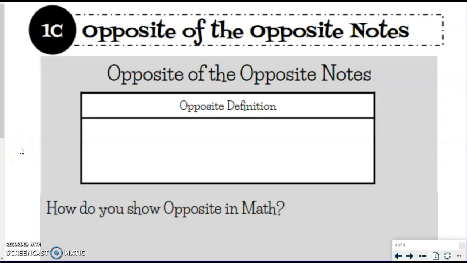Okay, we're going to continue talking about this whole opposite idea, but we're going to throw you for a loop here. We have something called the opposite of the opposite. Say, what? That is crazy. So let's dive into this.